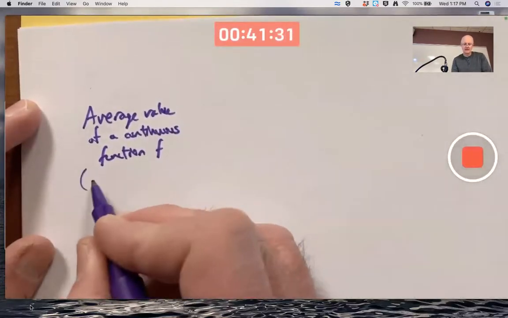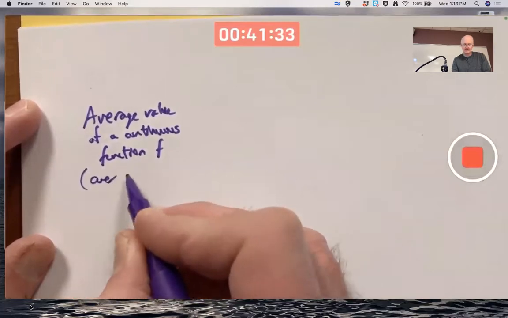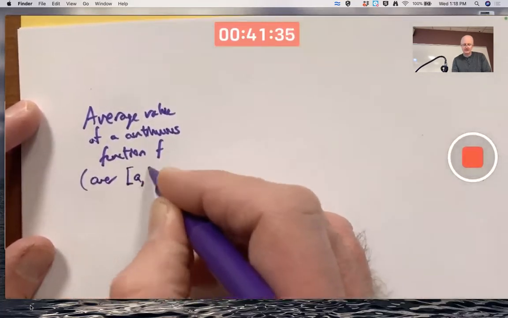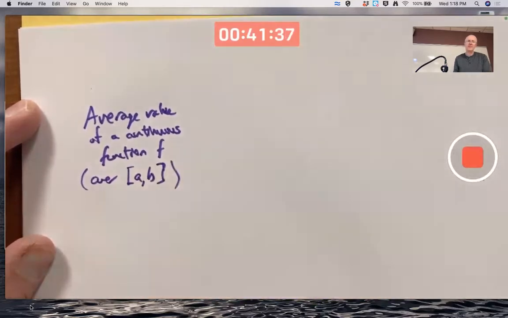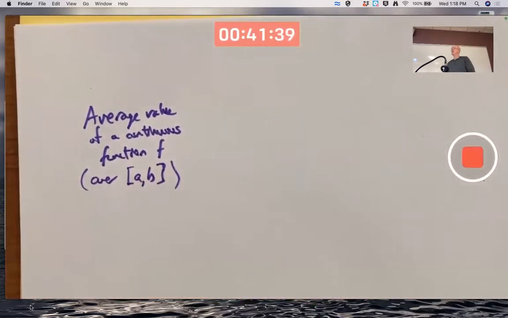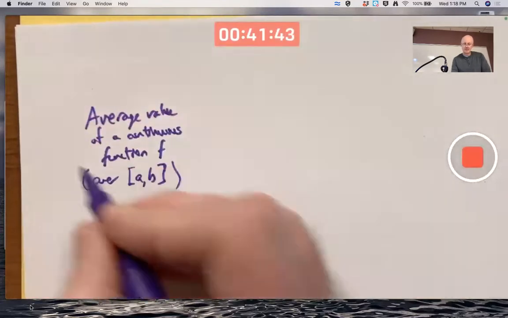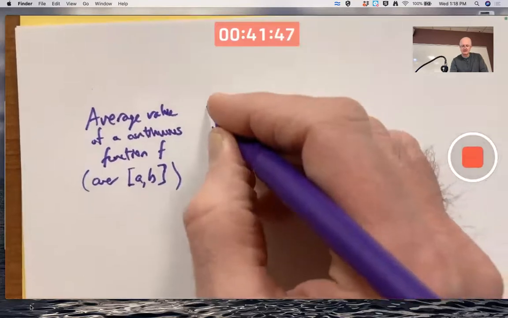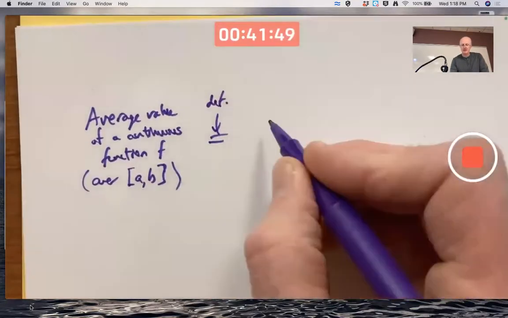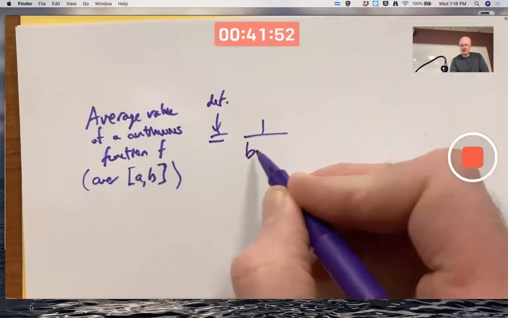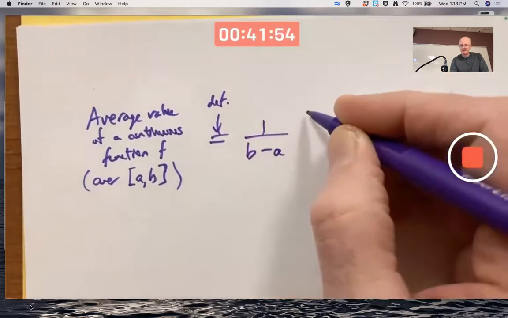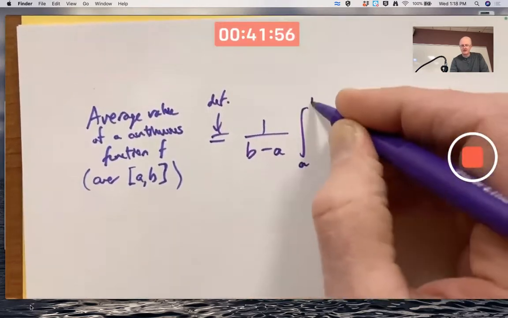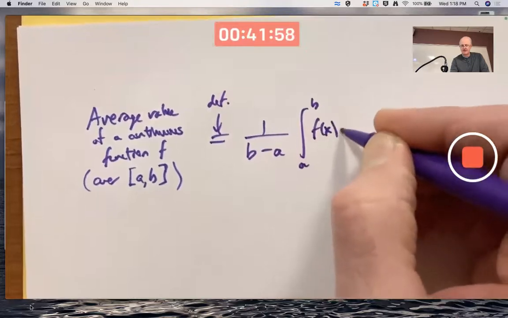It's over some interval, say the interval from A to B. This is in chapter 5. By definition, this is a definition. It's 1 over the length of the interval, which is B minus A, times the integral of the function from A to B. That's the definition of the average value of the function.